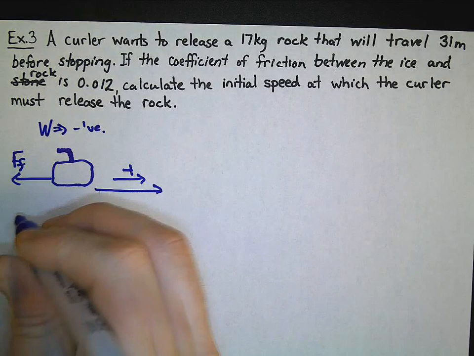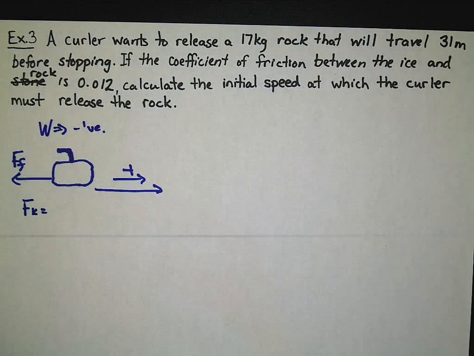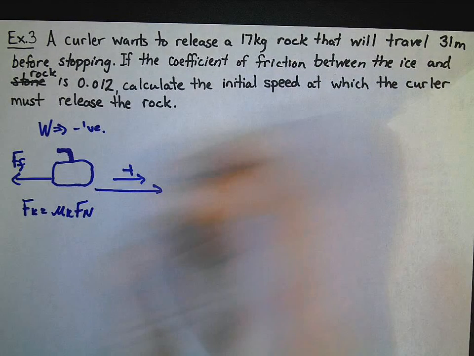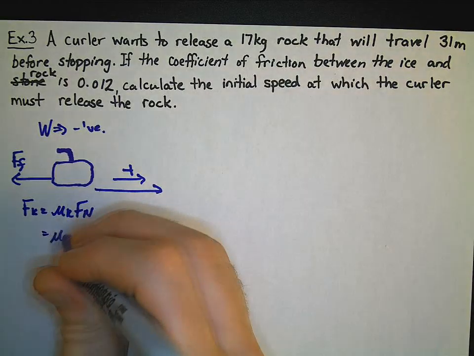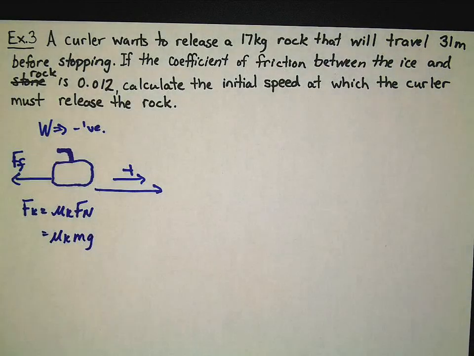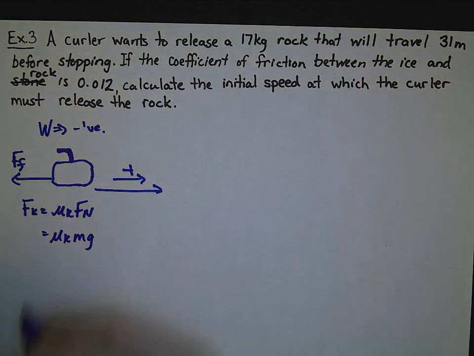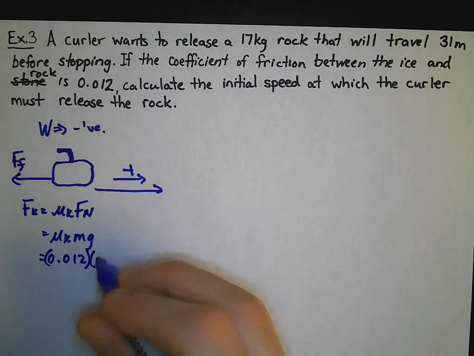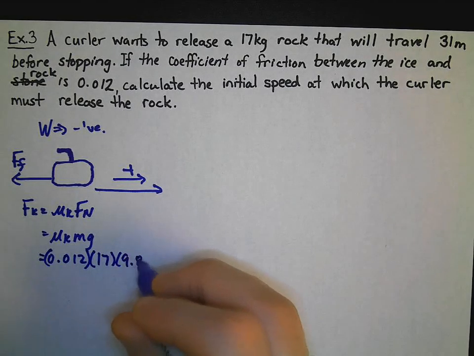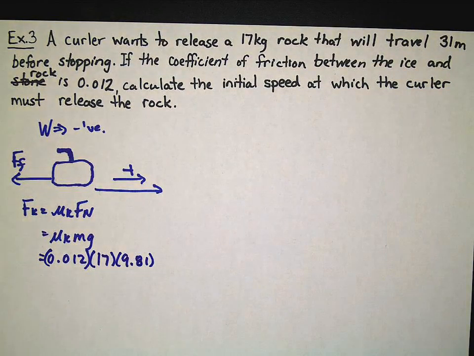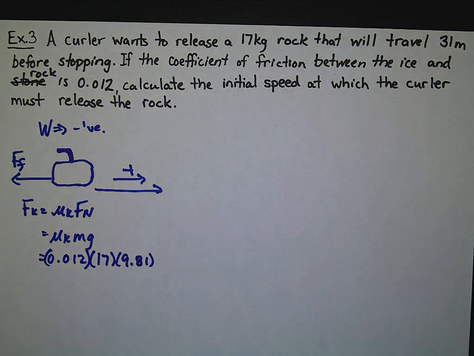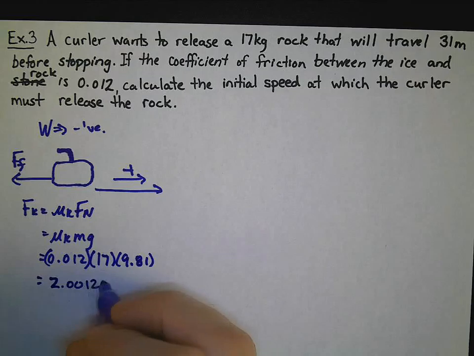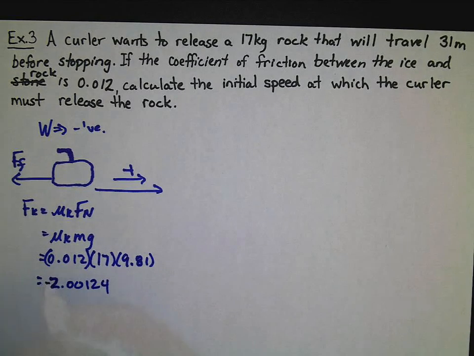Well, first we need, what is our force of kinetic friction? That is calculated by mu k Fn, and remember, Fn is calculated by m multiplied by g. So that's going to be 0.012 multiplied by the mass of 17 and 9.81, giving you a force of 2.00124 for kinetic friction, again acting in the opposite direction, so negative.